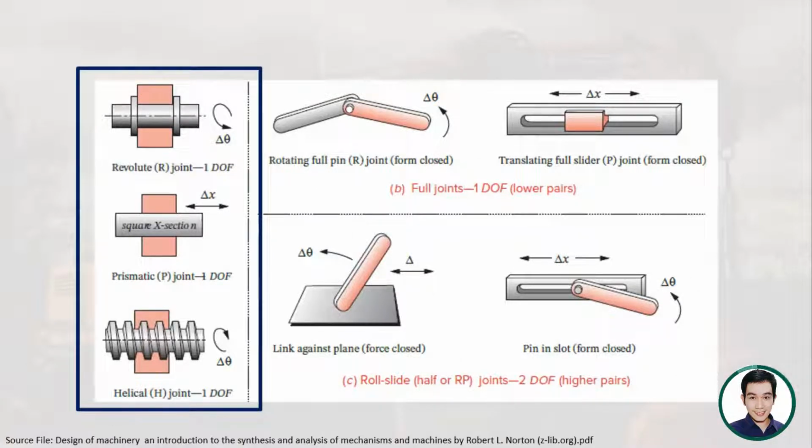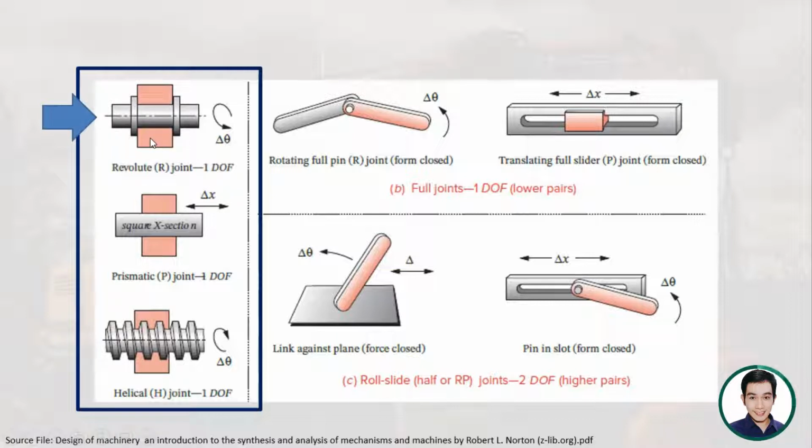So we have the revolute, or R, joint. You can see here that the end points are actually fixed, so it can only rotate along its axis. It is not allowed to slide to the right or to the left. It can only rotate with respect to the axis. So it has 1 degree of freedom.